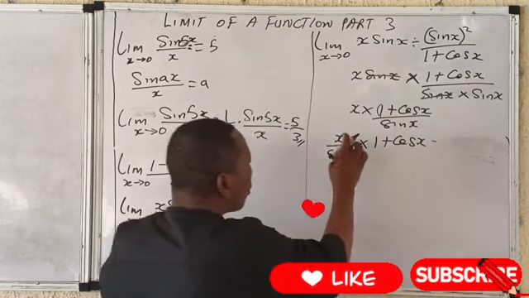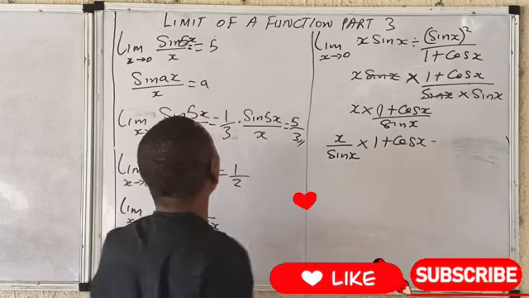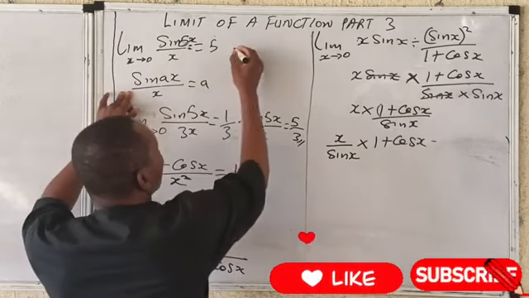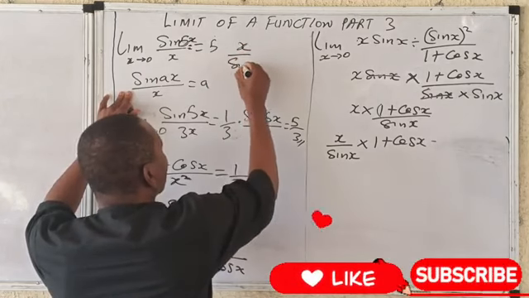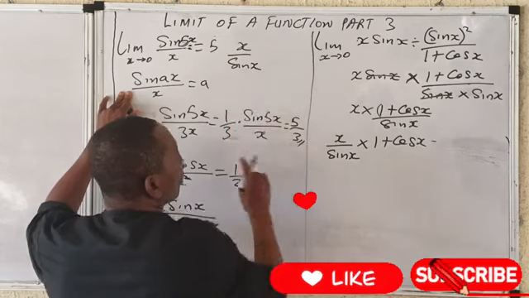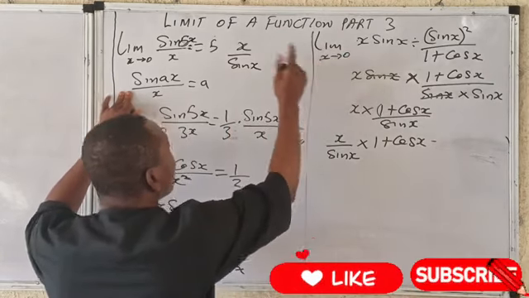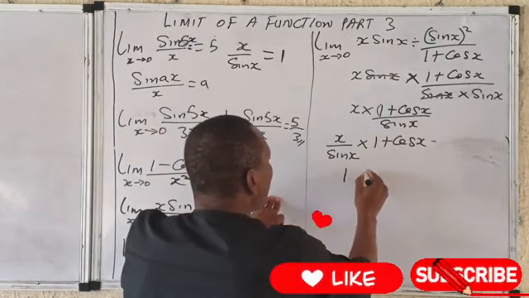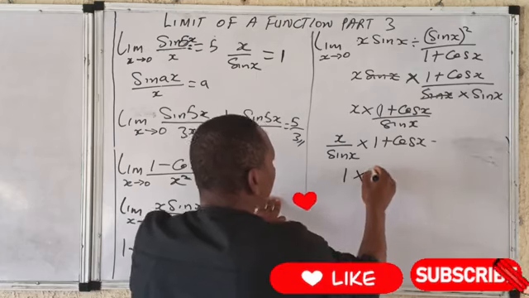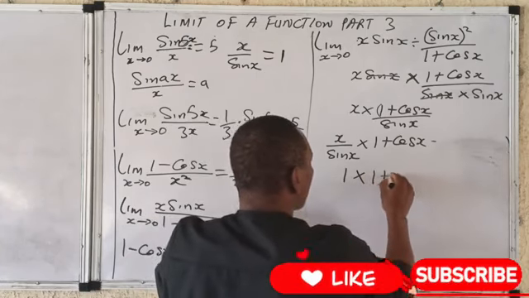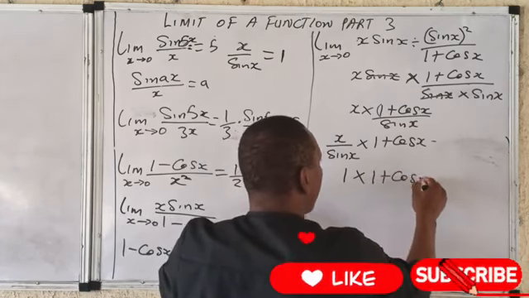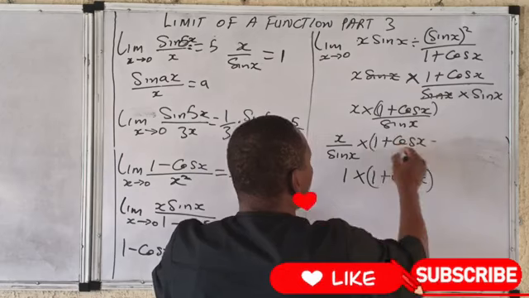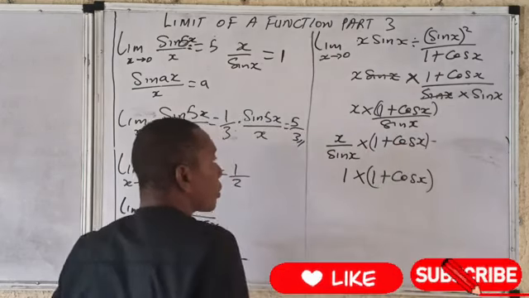We are heading somewhere. Now, x all over sine x, what is the value? Let's come back to this piece. I made mention of something like x all over sine x; when x tends towards 0 it is equal to 1. So here automatically becomes 1 times 1 plus cos x. Put this in bracket. Alright, you can put all this in bracket. It's better that way. Okay?